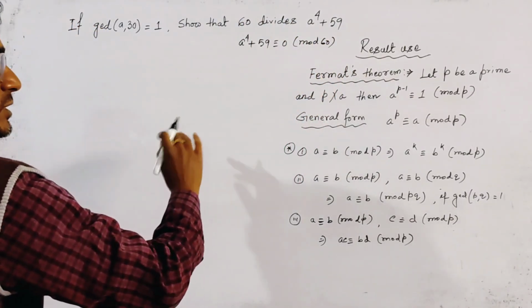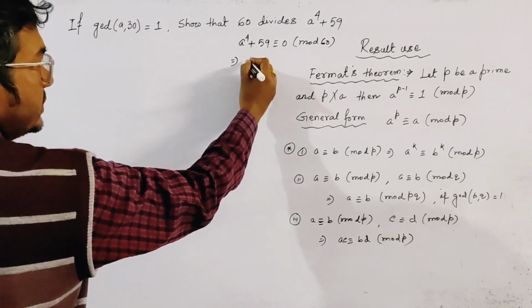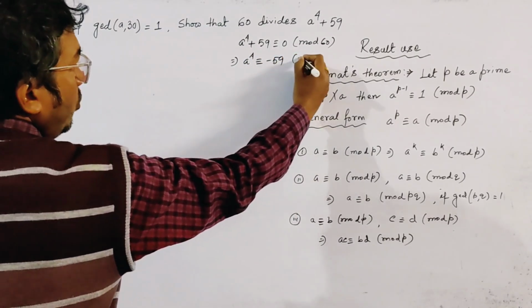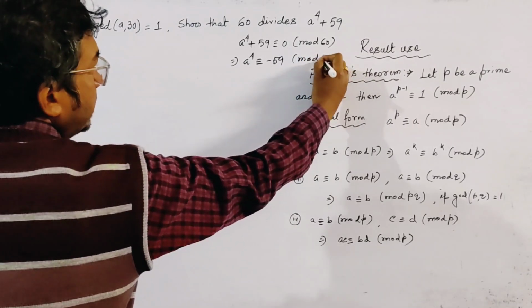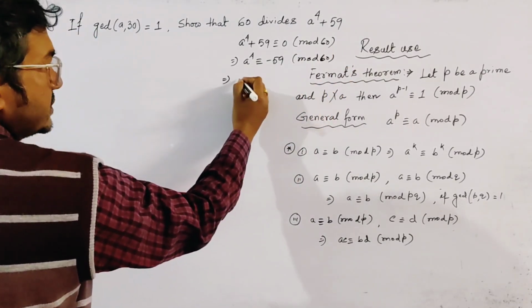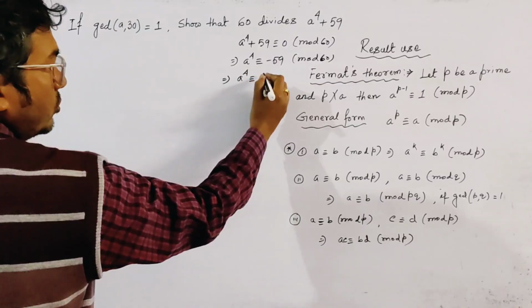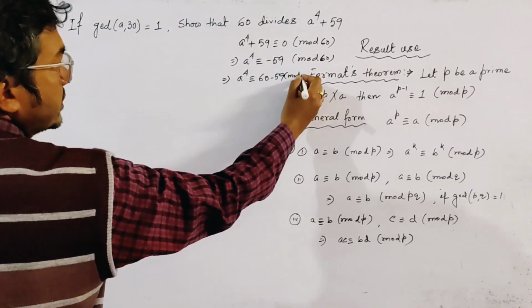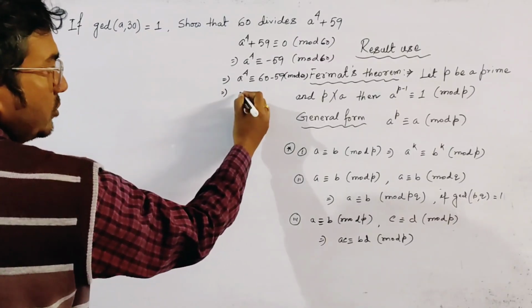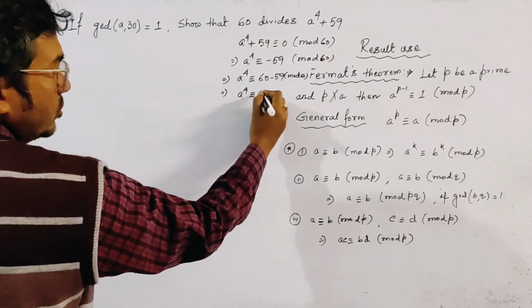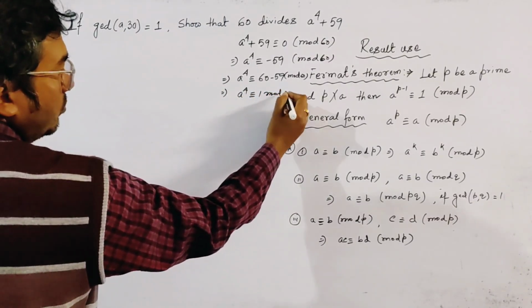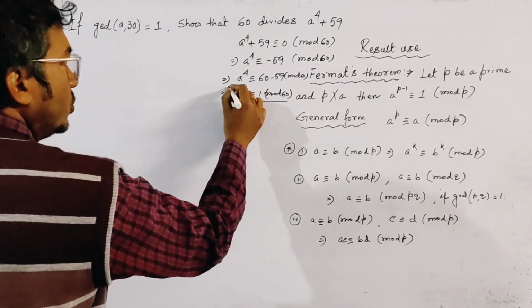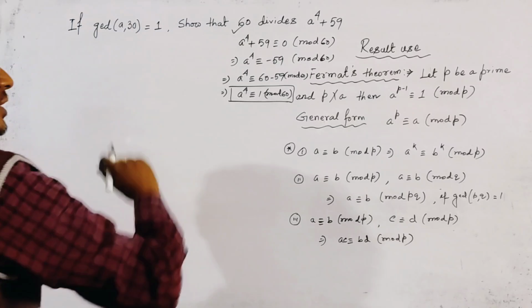We have to prove this. That is, we have to prove a to the power 4 is congruent to minus 59 mod 60. This is given by a to the power 4 congruent to 60 minus 59 mod 60. That is, we have to prove that a to the power 4 is congruent to 1 mod 60. We have to prove this result to prove the required result.